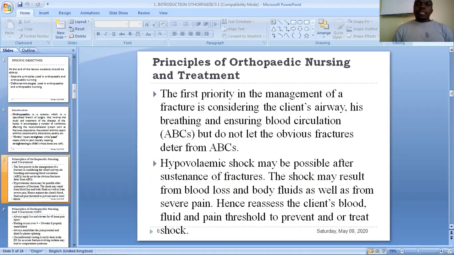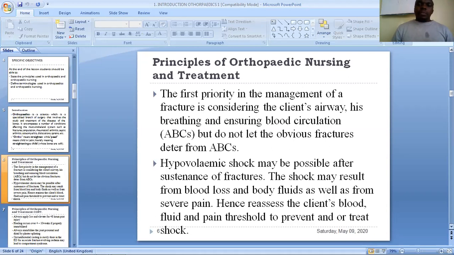So let's first look at the principles that are involved in orthopedic nursing and the treatment. The first priority in the management of fractures is considering the client's airway, breathing, and ensuring blood circulation. Meaning we're simply looking at the ABCs, which we've been doing in other courses like fundamentals, especially under first aid. This principle is much applicable if you're found on the scene of, for example, an accident before you attend to the client. Remember, there's a triage that you did in public health 1 for those that are doing general nursing.